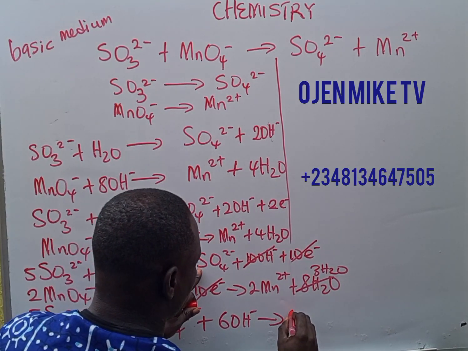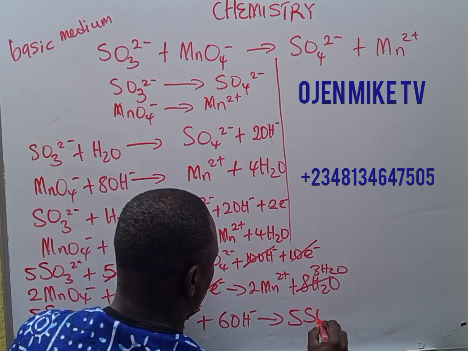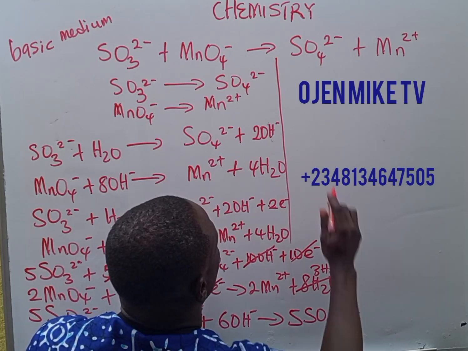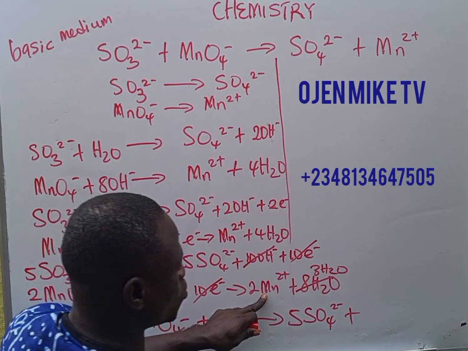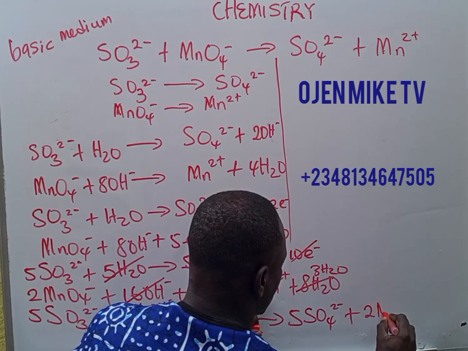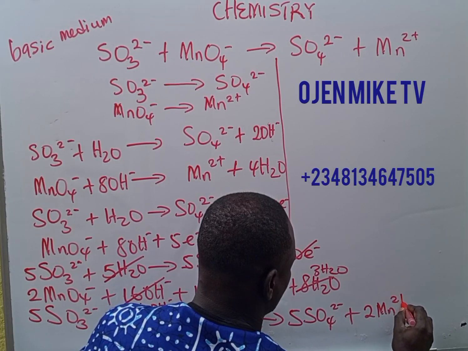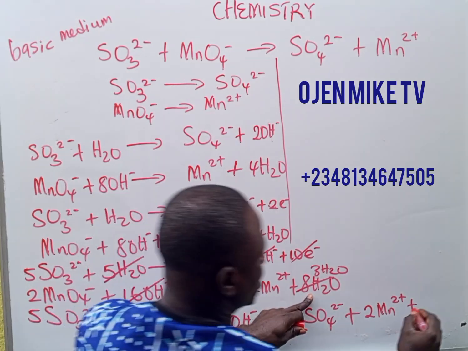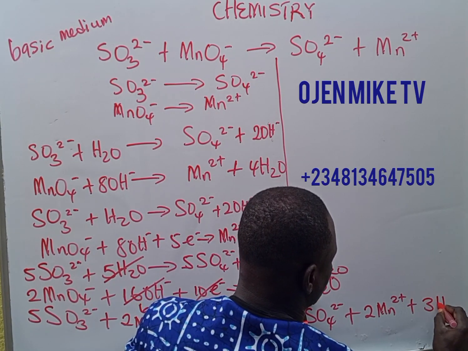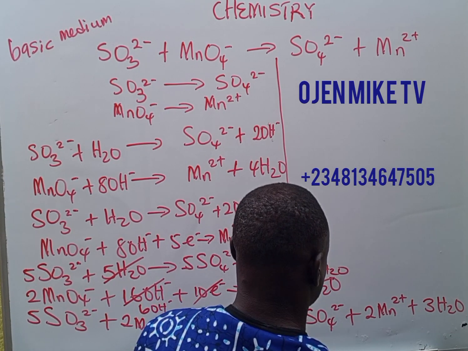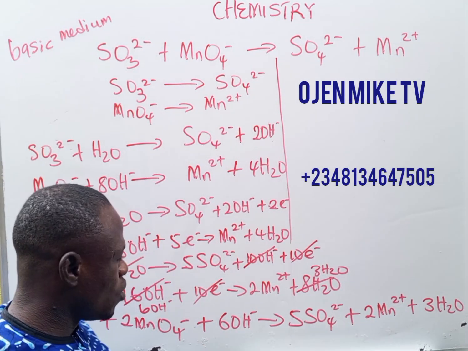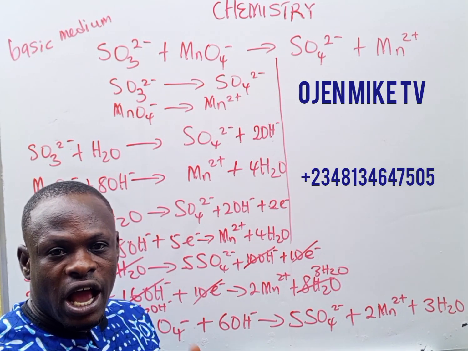We have here 5 SO4 2 minus plus we have manganese here. We have 2 manganese here, 2 Mn2 plus. What else? We have water, 3 H2O. So at the end, this is our correct balancing of the equation in a basic environment.